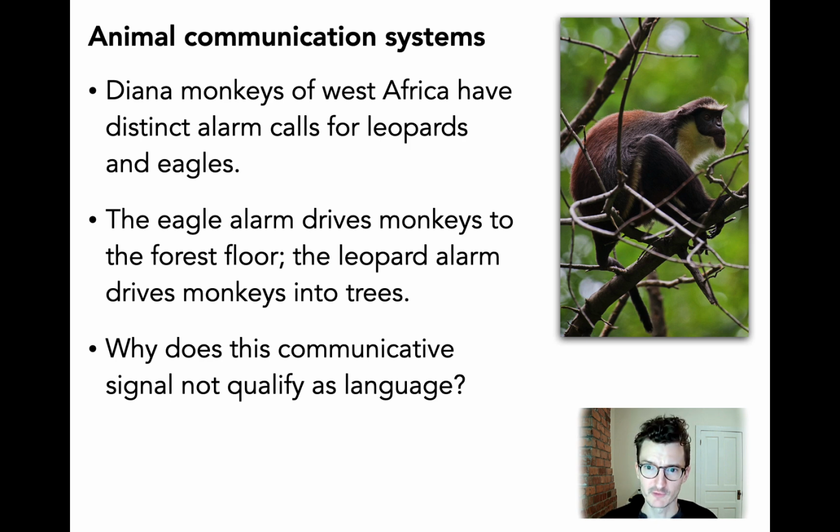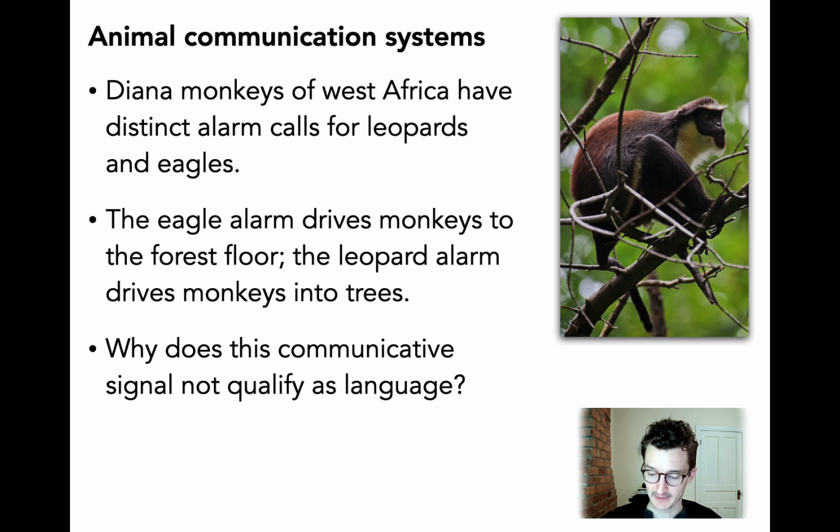And I just want to reinforce how beneficial that is, right? That we can do this. That right now I'm producing sentences that I've never produced before in my life. You're understanding them, right? It's super useful, and it really allows us to have complex thoughts.